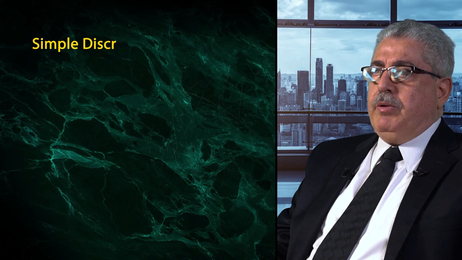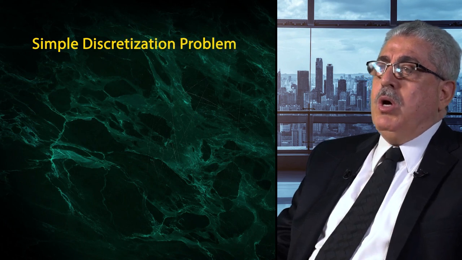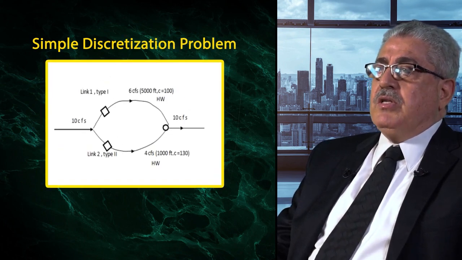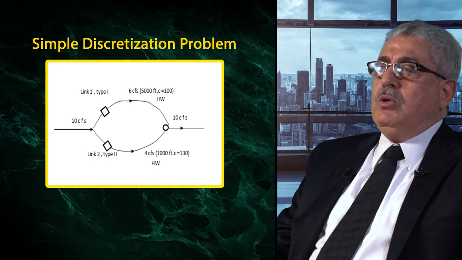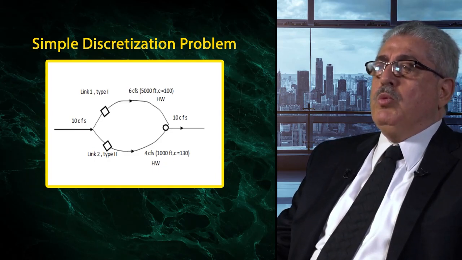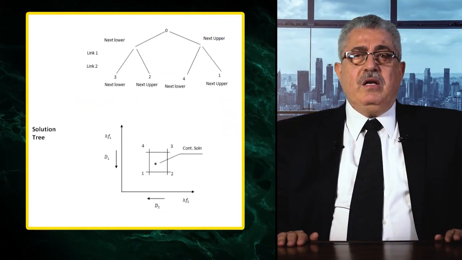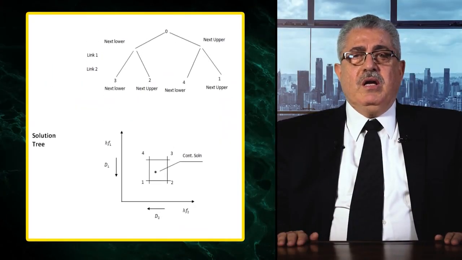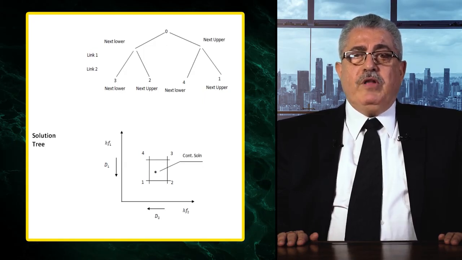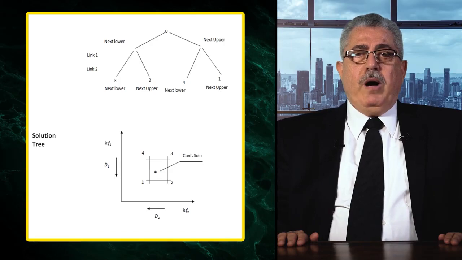A simple example here is given to show how to examine the discrete values around the obtained continuous solution for a simple two-pipe network with pumps. This slide of the solution tree and an illustrative graph shows the 4 discrete solutions that we use to find the minimum discrete combination of diameters of the 2 pipes.